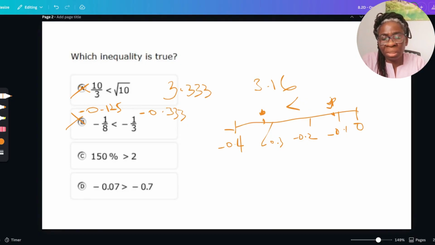Now, 150% is greater than 2. What is 150%? That's 150 over 100, and that will be 1.5. This one says 1.5 is greater than 2. This is wrong.